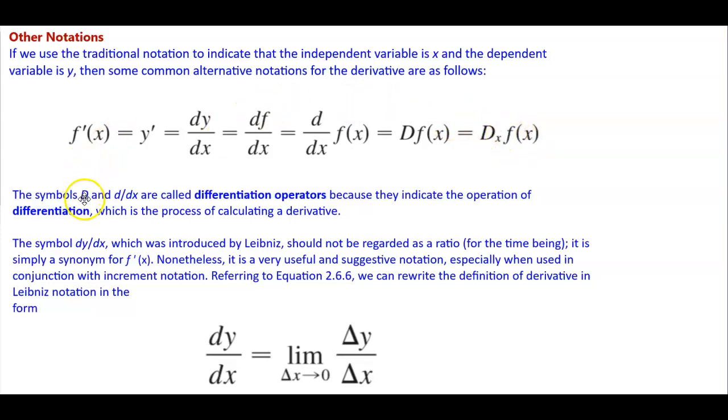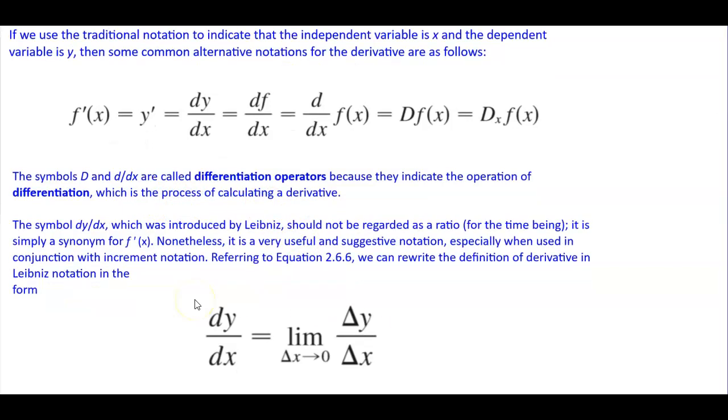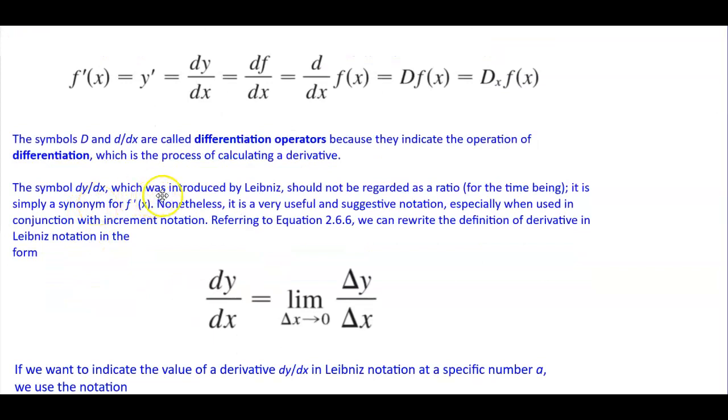Now, the symbols d and d over dx are called differentiation operators because they indicate the operation of differentiation, which is the process of calculating a derivative. Now, the symbol dy over dx, which was introduced by Leibniz, should not be regarded as a ratio for the time being. It is simply a synonym for the derivative, f prime of x. Nonetheless, it is very useful in suggestive notation, especially when used in conjunction with increment notation.